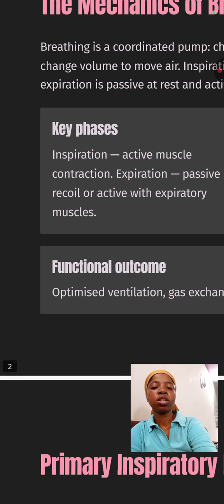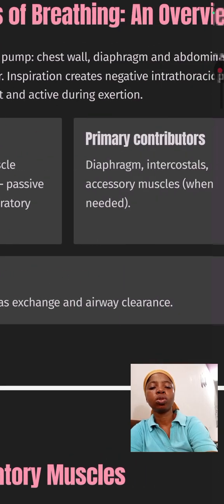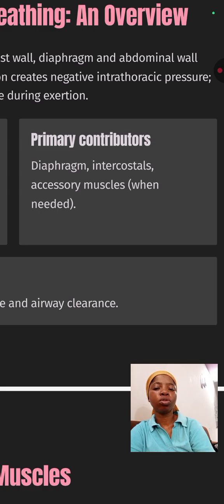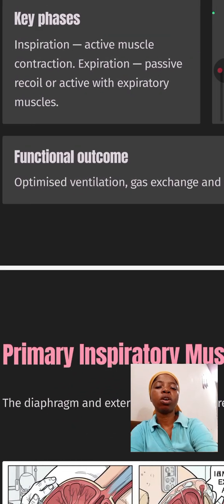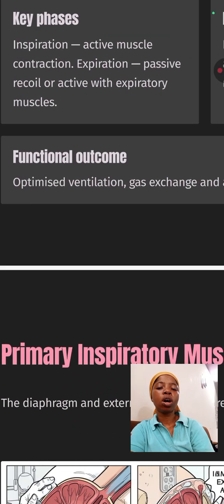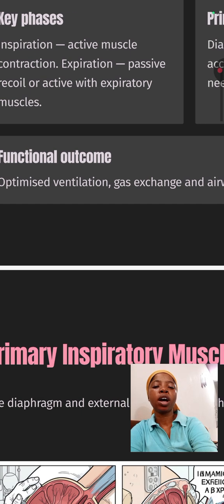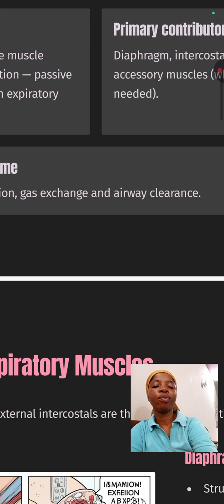Key phrases: inspiration is active, with muscle contraction; expiration is passive recoil or active with expiratory muscles. Primary contributors: diaphragm, intercostals, and accessory muscles when needed. Then we talk about the functional outcome of this coordination: gas exchange and airway clearance.